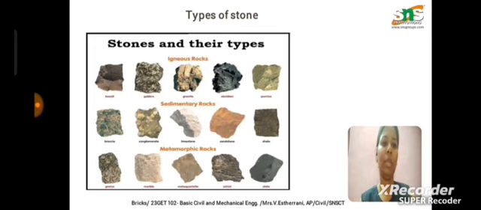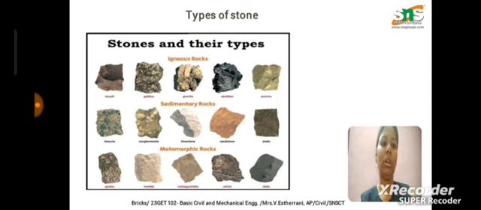Next one is the types of the stones. First one is the igneous rocks. Next one sedimentary rocks and metamorphic rocks. Igneous rock. These types of rocks are formed by the cooling of the molten magma. For example, granite. Next one is the sedimentary rocks.